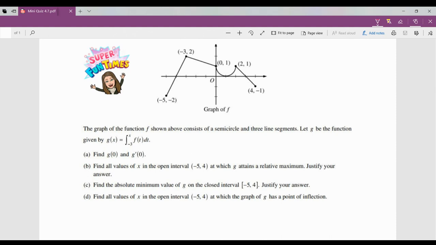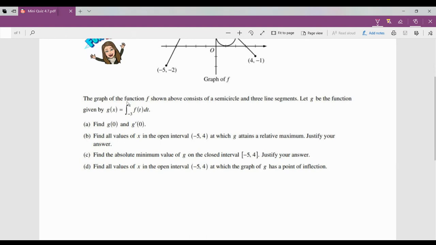Hi guys, so I am going to go through the mini quiz from 4.7. So just kind of looking through the mini quiz, this is a graph of f, but then down below it tells me that g of x is equal to the integral from -3 to x of f of t dt.